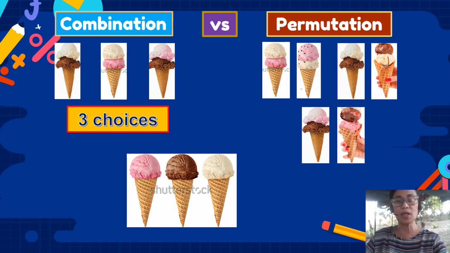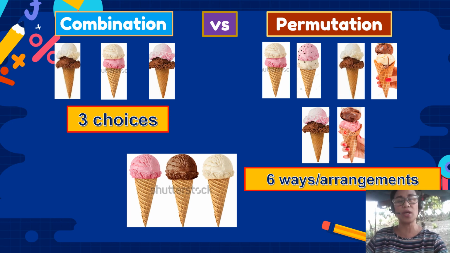So with permutation, this promo will be 6 ways, or there are 6 arrangements or 6 permuted ways for this promo. Okay, but with combination, we only have 3. So this is one way of illustrating the difference between a combination and a permutation.